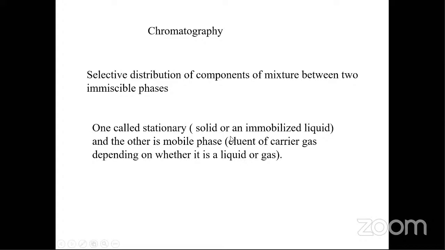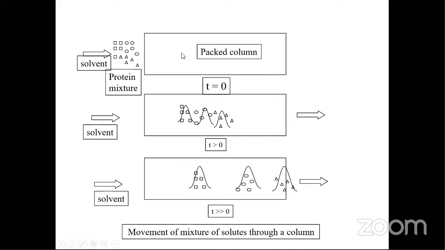So we have the stationary phase, which is a solid or immobilized phase. It could be an ionic, a hydrophobic, or a porous surface. And then we have the mobile phase, which could be an eluent, different types of solvent, or a mixture of solvents, so that the proteins get separated well. You must have known about this. The solvent separates the various samples, various proteins like this.